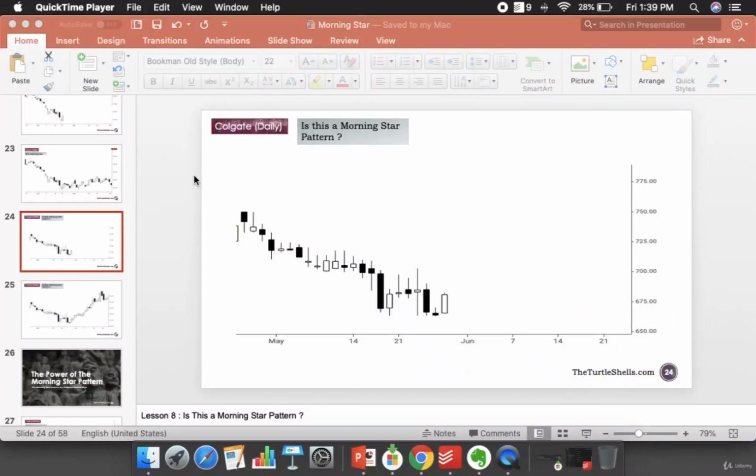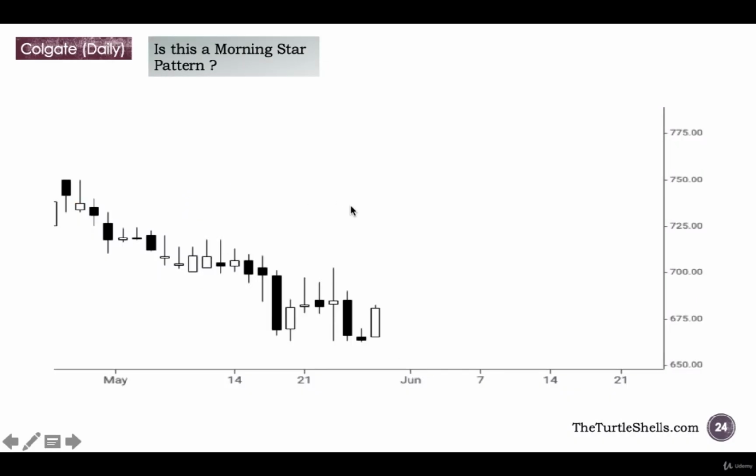Alright, now let us have a look at a quick quiz question. Okay, so I want to ask you whether this is a morning star or not. We are looking at this pattern here.